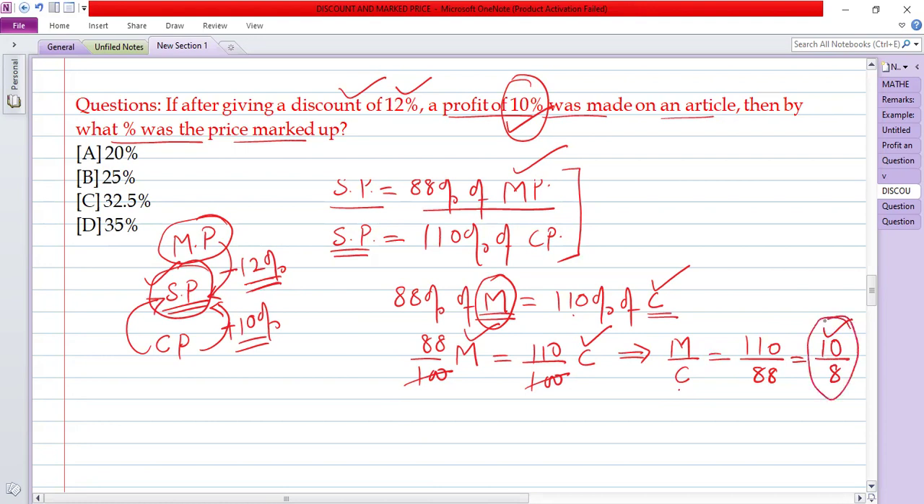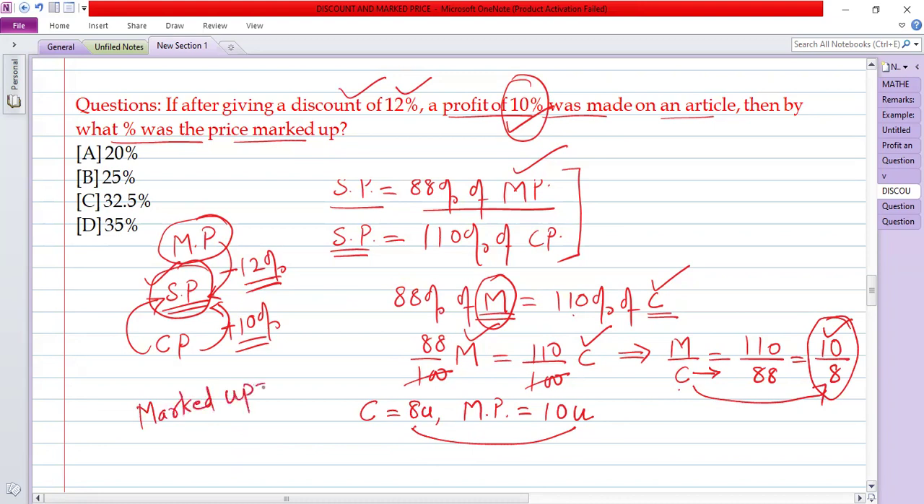Now what is the meaning of this ratio? It means that if the cost price C is 8 unit, then what will be the marked price? Obviously the marked price will be 10 unit. Now the difference between these two is the marked up amount. So what's the marked up amount? Obviously it is 2 unit.